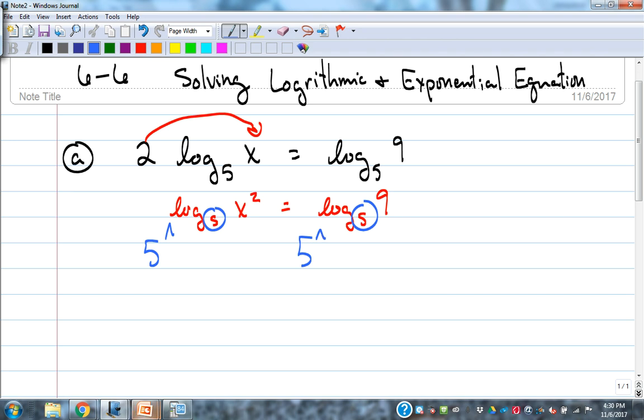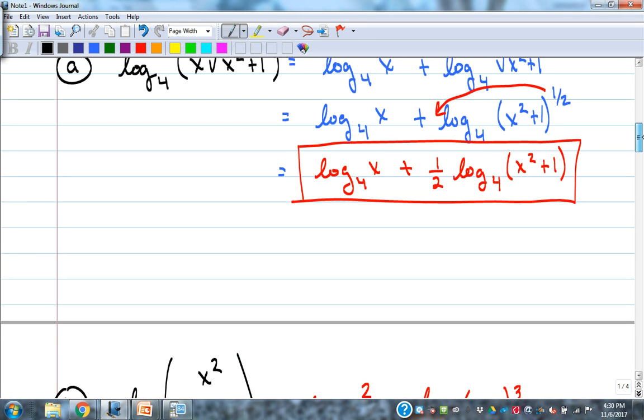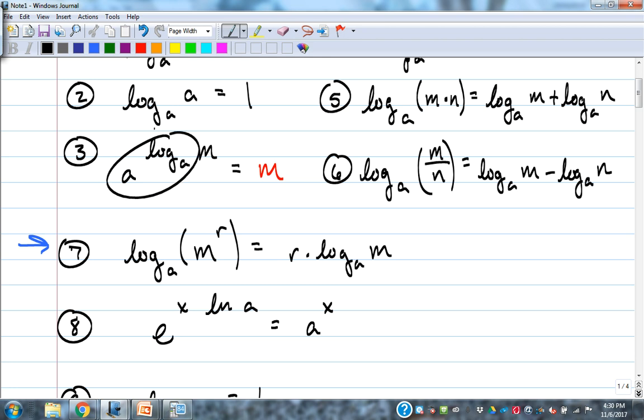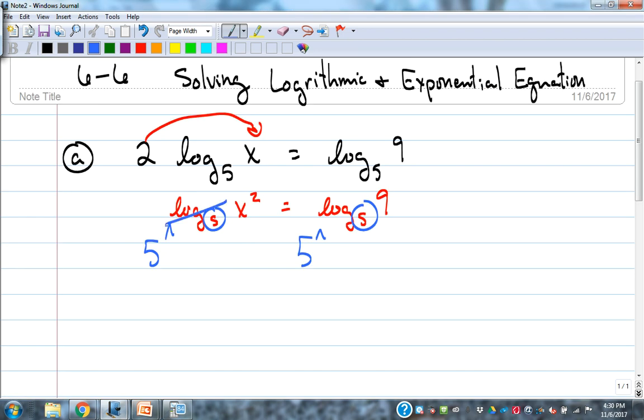And one of our log properties back from section 5, property 3, says that the logs cancel out. All that's left is what was inside of the log. So for our problem, this log base 5 and that 5 cancel out. This log base 5 and that 5 cancel out. We're left with x squared equals 9, and we try to solve that.